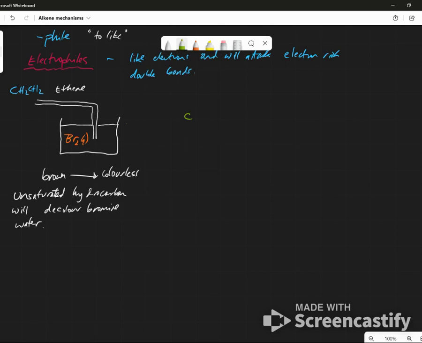So you have CH2=CH2. It's going to react with bromine, and we're going to get CH2Br-CH2Br. Okay, now I've seen students do it like this before: C2H4 plus Br2 gives C2H4Br2. What's wrong with equation A? Can anyone see what's wrong with equation A?